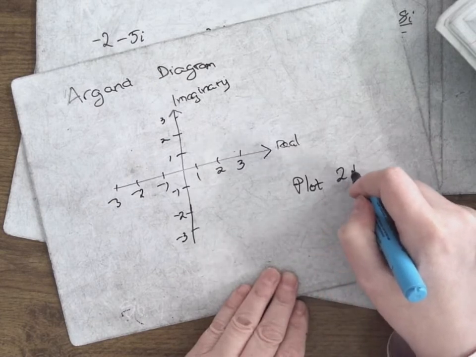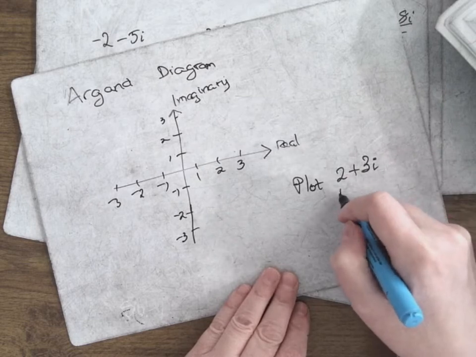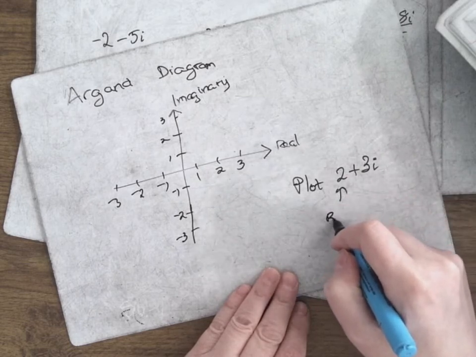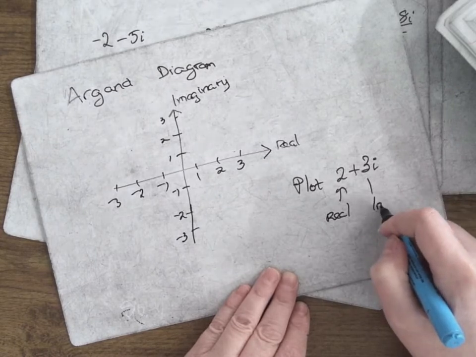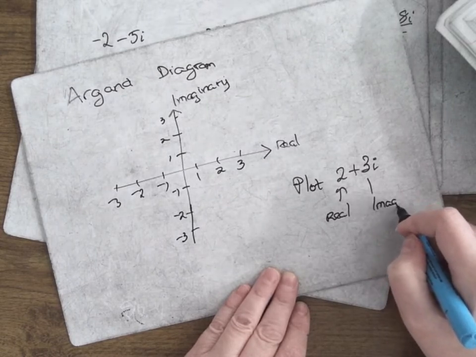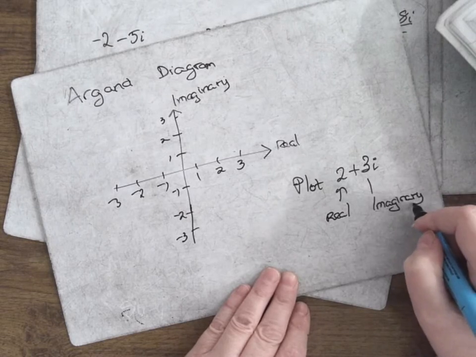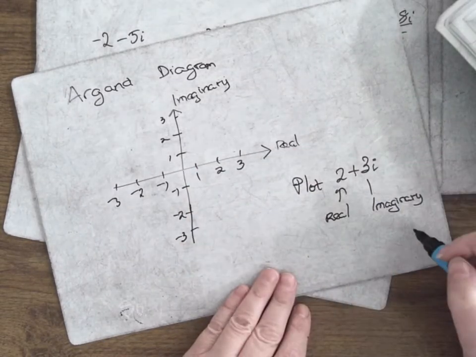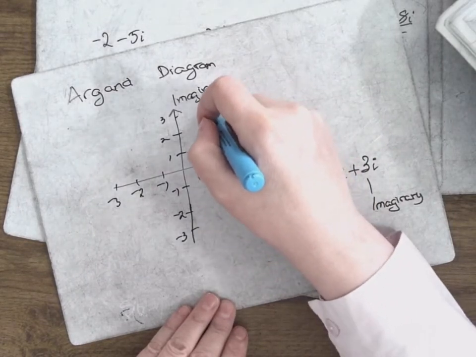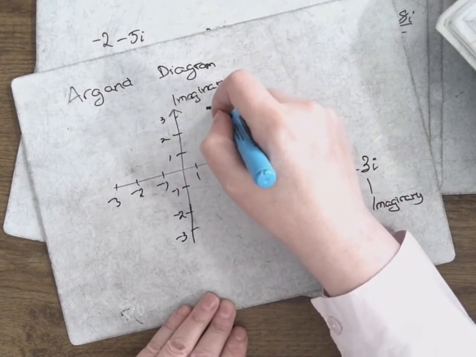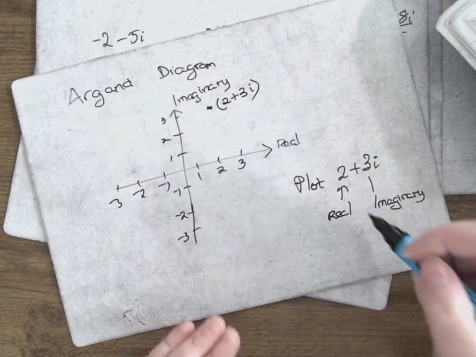2 plus 3i, right? This is the real bit, and this is the imaginary bit. So I go to 2 on the real axis. So I go across to 2, and then I go up to 3 on the imaginary axis. So 2, 3, there we go. Across 2 and up 3, that's 2 plus 3i. Does everyone see how I've done it?